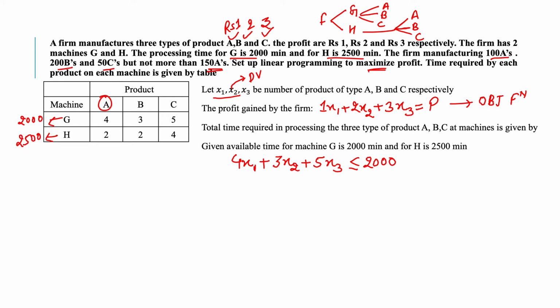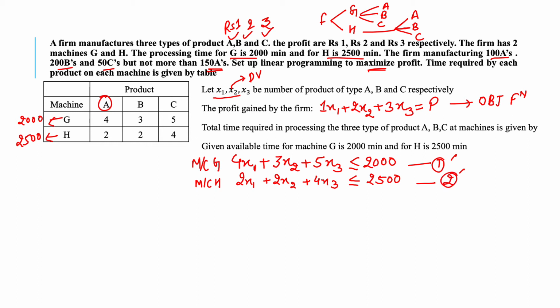Similarly, this is what I am calculating for machine G. Similarly for machine H, I will have 2x1 plus 2x2 plus 4x3, and the processing time should be less than 2500 minutes. So these two will give me my constraint equations, two constraint equations.